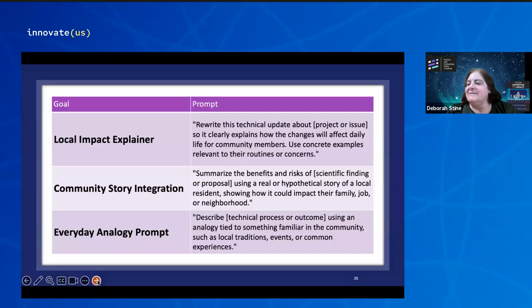And some examples for prompts: an impact explainer, just thinking about ways you can relate this to the local community, integrating the community into your story, talking about the benefits and risks, using a real or hypothetical story of a local resident, and then some sort of analogy where you try to connect it to something that people are used to. I myself am not a fan of sports analogies because only people who watch those sports understand them. But something more general like a swimming pool, I think, works a lot better.